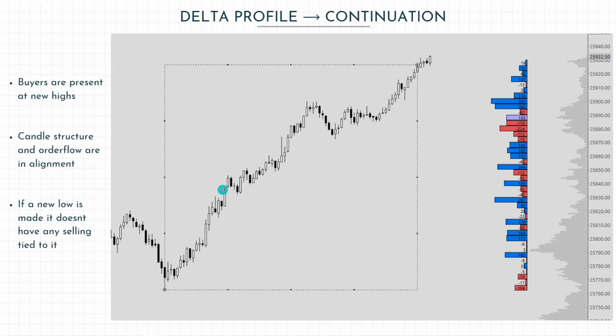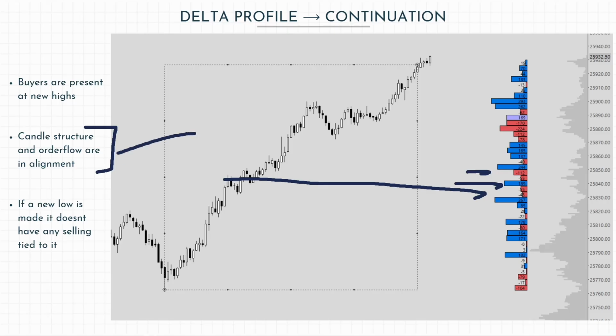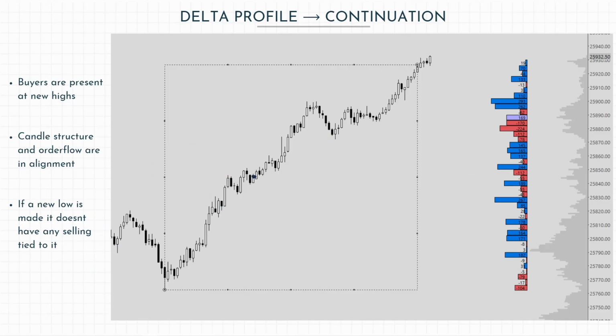So continuation, you can clearly see as we continue to make new highs, every time you make a new high, press, press, press. This is confirmation of your trade continuing to go. Here the candle structure and the order flow are in alignment, and if a new low is made, it doesn't have any selling tied to it. So another great use of this is, let's say we're going up, you're seeing the buying, and as you go down one or two candles, the relative selling is just tiny compared to the relative buying. So it helps you stay in trades longer.